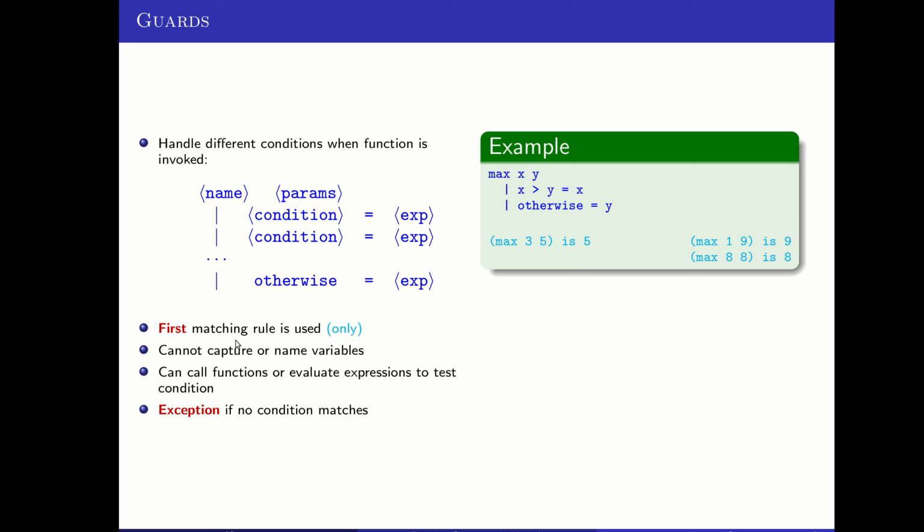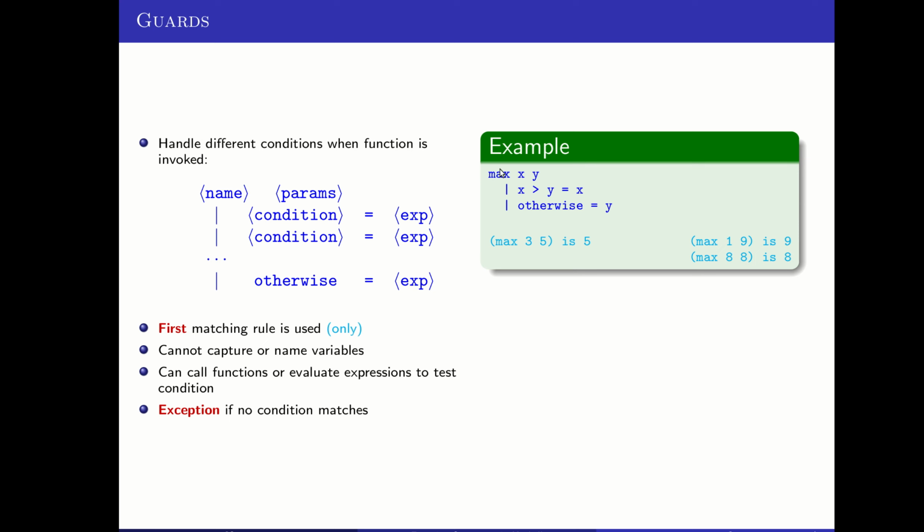What we can't do is capture variables or name variables like we did in the previous approach. So we will have to take things out of a list by using head or tail or indexing or stuff like that. On the bright side, we can call functions, and we can evaluate complex expressions to test our conditions in ways that would not have been feasible for patterns.